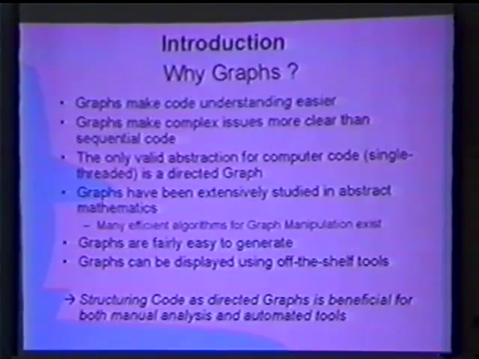Furthermore, directed graphs are the only valid abstraction for single-threaded computer code. Now, having a valid abstraction for something is relatively valuable because you can start doing more sophisticated analysis on it. Which means, without the abstraction, you can't really do stuff like automatically find bugs. An abstraction is the first step to more research.